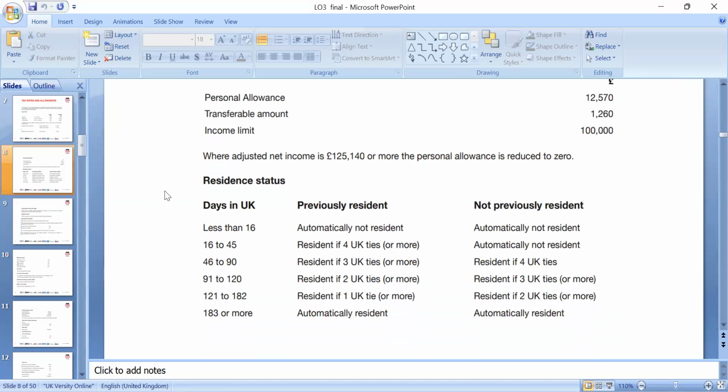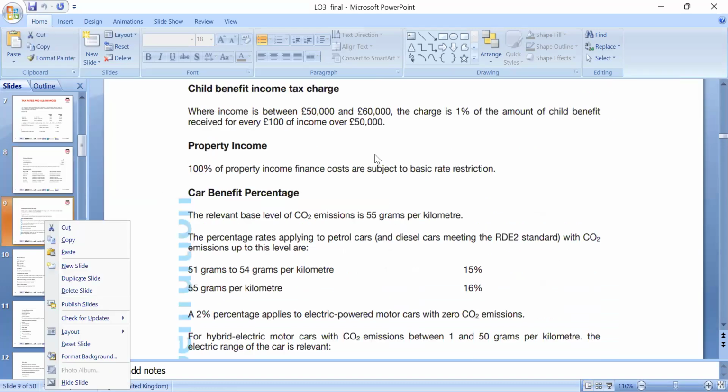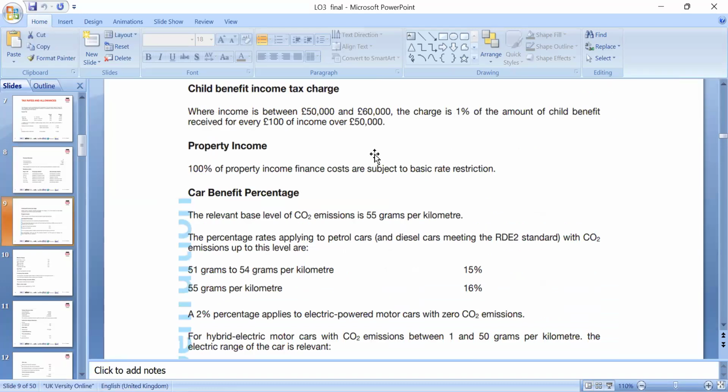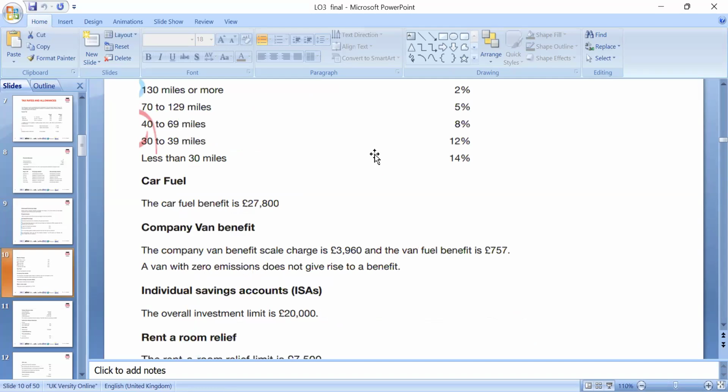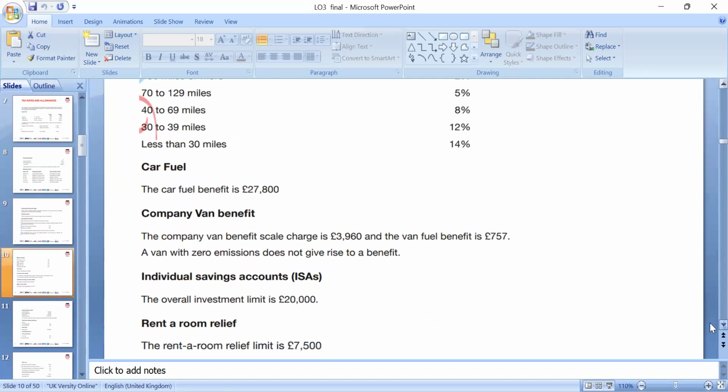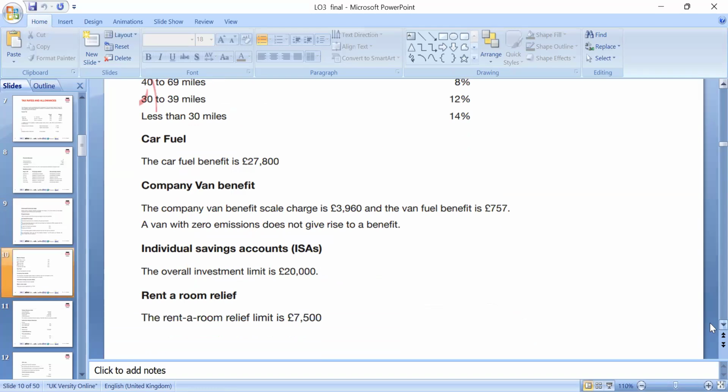Tax avoidance is illegal, but in a legal way we can advise the client what the impact will be on their income and taxes, and how much tax liability there will be in view of their income brackets. Okay, so the benefits we can look at. Property income, we discussed. 100% finance costs are subject to basic rate restrictions. Car benefit, car fuel, company van benefit, individual savings account, and rent-a-room relief, which is available up to 7,500.